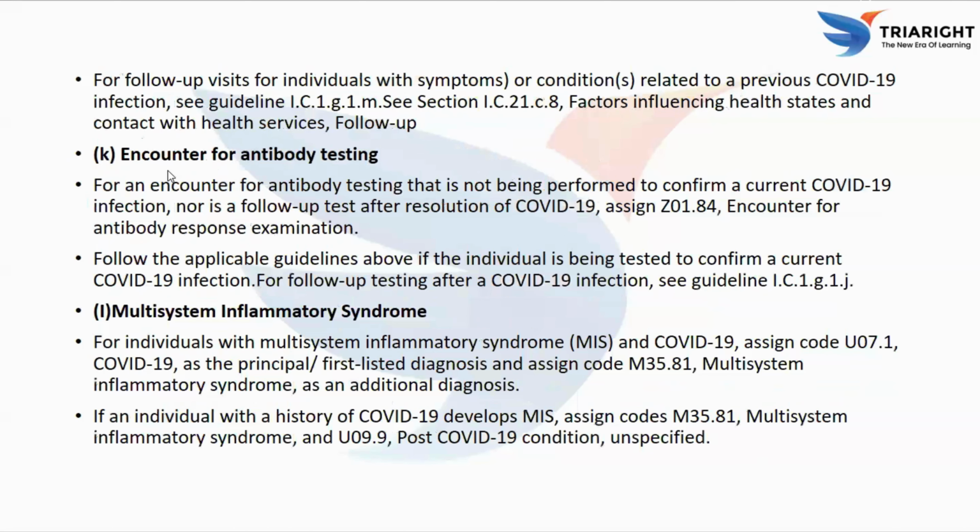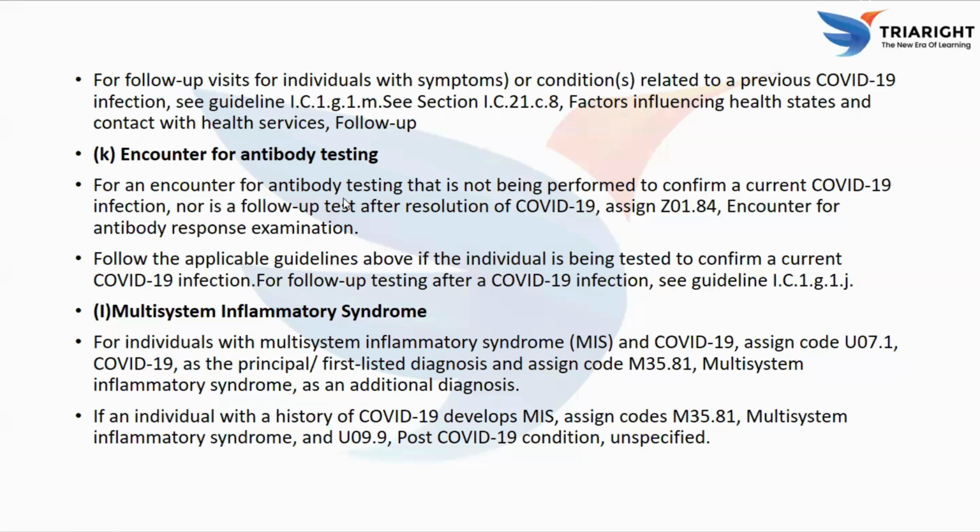Next is follow-up visits after COVID-19 infection. What does it mean? If a patient comes for a follow-up visit because they had COVID-19 earlier and now they have symptoms or conditions related to the previous infection, you must follow the guidelines under IC1G1M and IC21C8. When a patient has recovered from COVID-19 but still needs medical evaluation for lingering symptoms like cough, breathlessness, or fatigue, this is considered a follow-up visit. You have to use specific codes to show that the current condition is related to a previous COVID-19 illness.